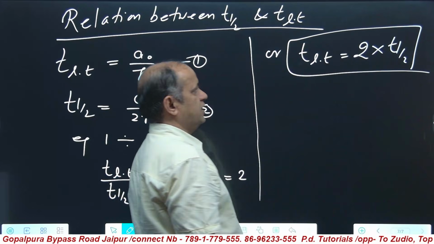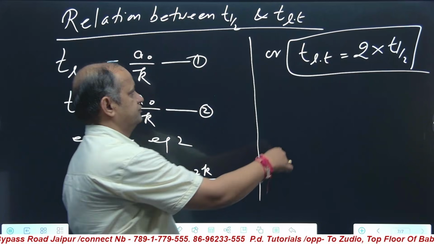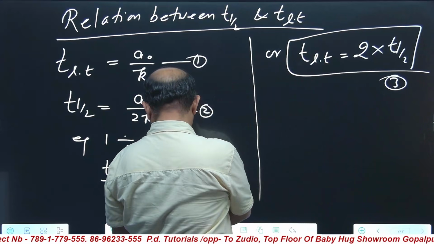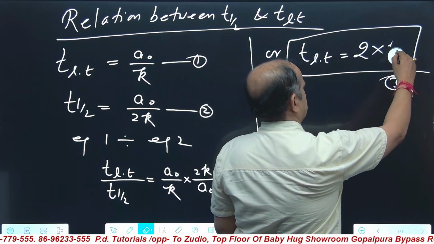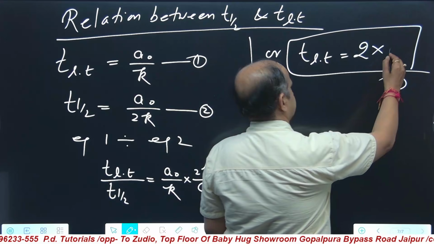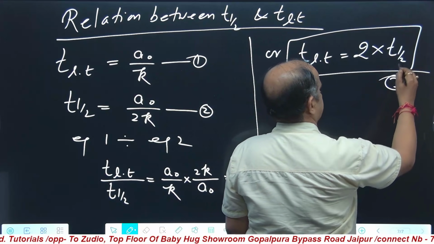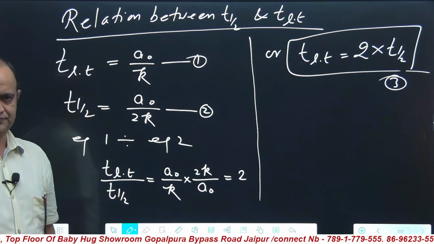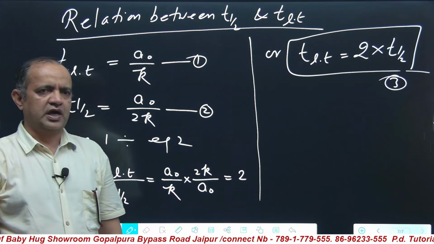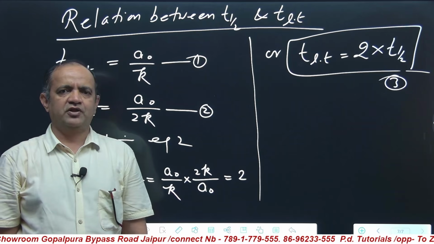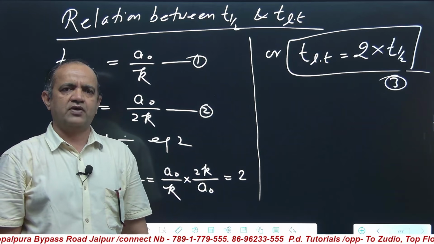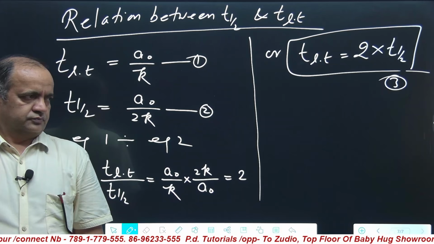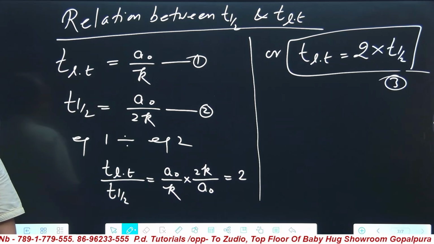Lifetime equals 2 times half-life. If half-life is 3 hours, then lifetime will be 6 hours. If half-life is 1 hour, then lifetime will be 2 hours, just double that of half-life. Yes, please copy it.